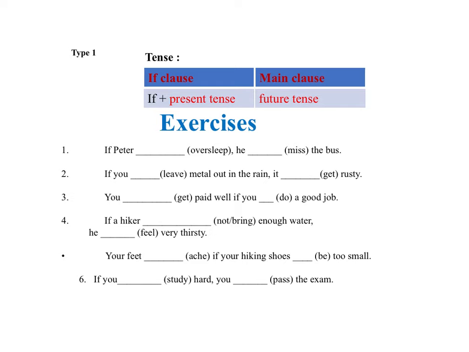First, we have if Peter. Now remember, Peter is a he, she, it. So with Peter, we need to use oversleeps, okay? Present tense, oversleeps. He missed the bus, and we're using future tense, so it becomes what? Well, it becomes he will miss the bus. So yes, just to remember, if it's Peter, we have to use an s for the verb because it's he, she, it, okay?